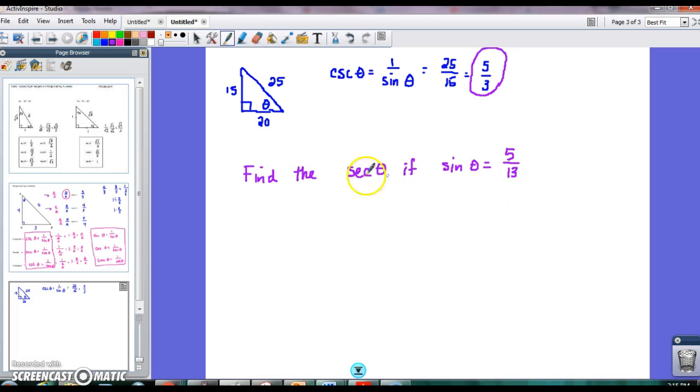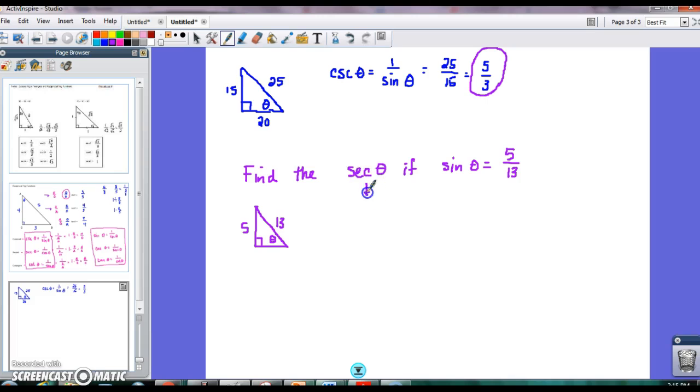The first thing I would do with a problem like this is I would draw a picture. I'm a very visual person, so pictures are very helpful. I think whenever you can draw a picture is going to be helpful, especially when you're dealing with trig. So here's my triangle, here's my theta. I know that the sine is 5/13, so that would be opposite over hypotenuse would give me 5/13. And it's telling me to find the secant.